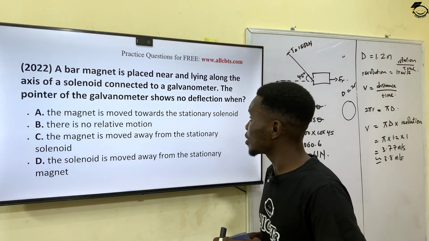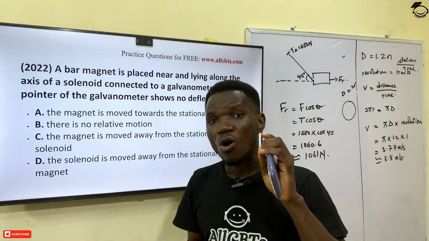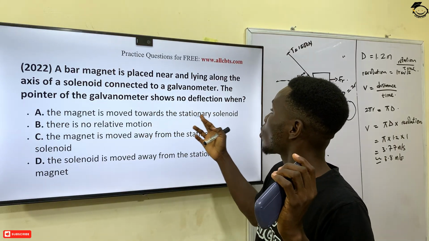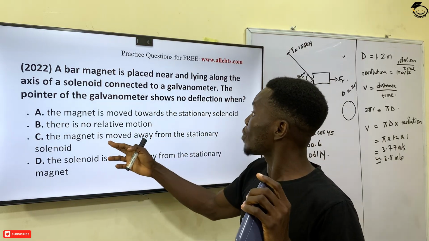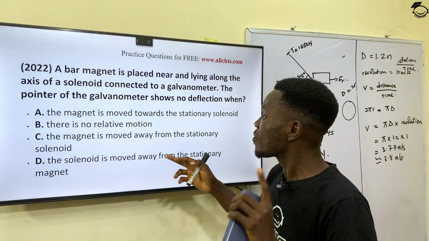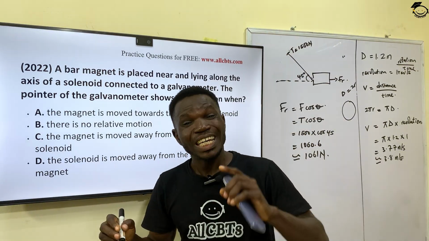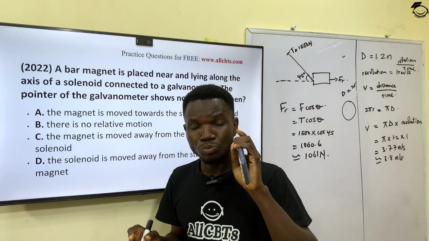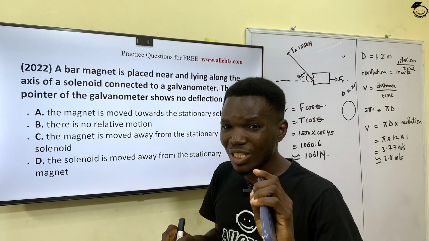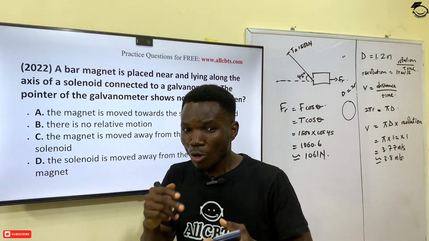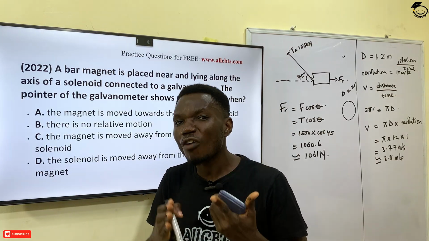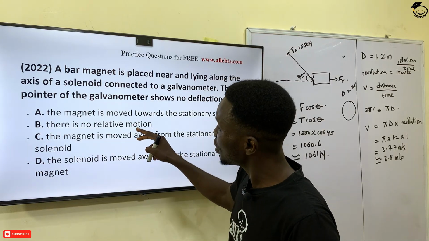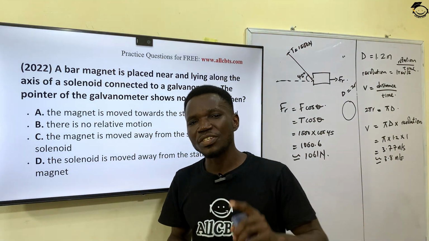Now, the only point where there is no deflection. If you move the magnet towards the solenoid, there will be a deflection. If you move the magnet away from the solenoid, there will be a deflection. If you move the solenoid away from the magnet, there will also be a deflection. So the only time when there is no deflection is when there is no relative motion between the solenoid and the magnet. So the correct answer to this question is option B, which says there is no relative motion.